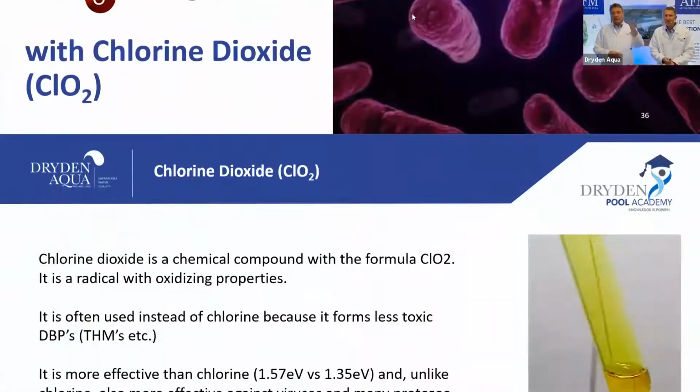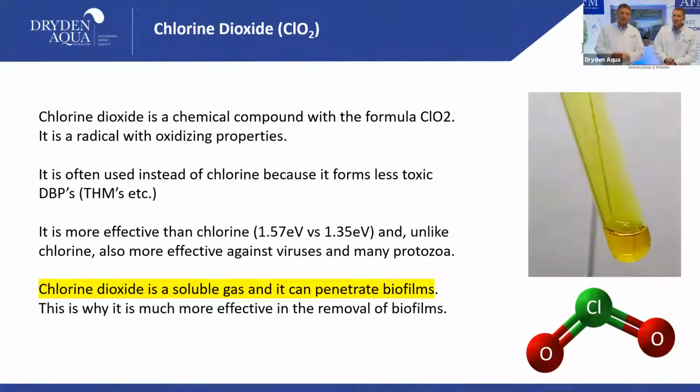Okay. So this is the chemical formula, ClO2, 1 chlorine, 2 oxygen. So it's a radical with oxidizing properties. It's a little bit stronger than chlorine gas. Chlorine gas has 1.35 electron volts. This has 1.57, but it also makes complete oxidation. So it's also a problem solver.